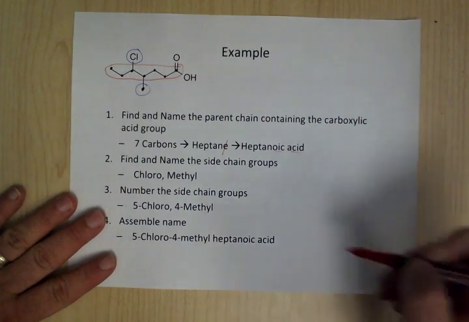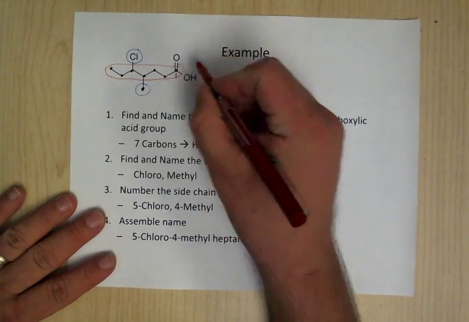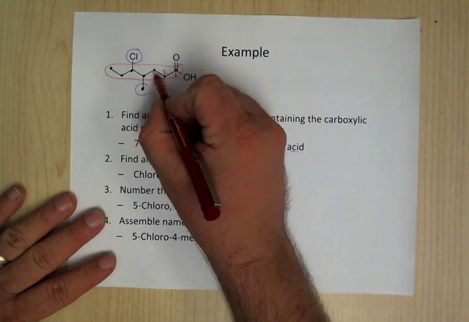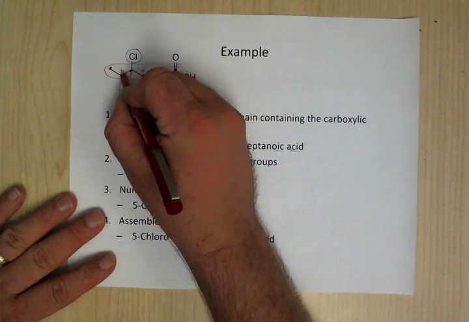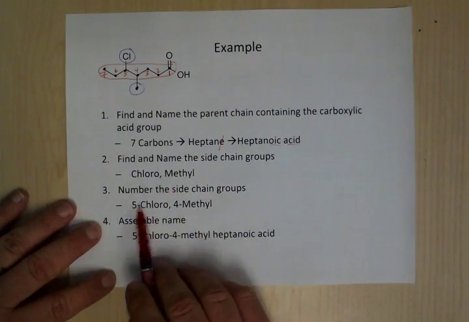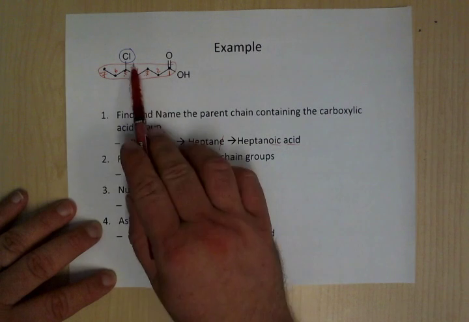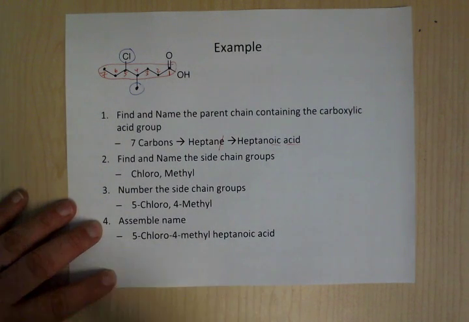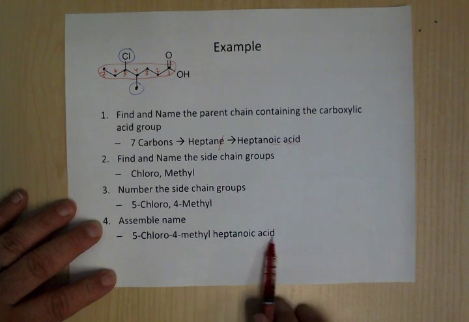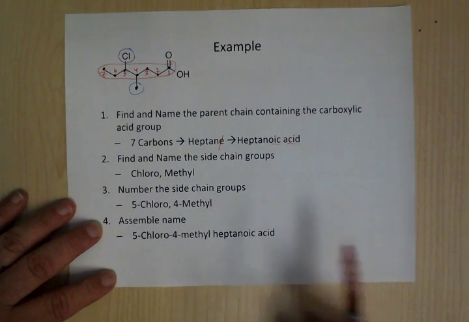The nice thing is the numbering automatically starts at the carboxylic acid group: 1, 2, 3, 4, 5, 6, 7. So chloro's at 5, and the methyl's at 4. So it becomes 5-chloro, 4-methyl, and then you put the main chain at the end, heptanoic acid. So there you go.